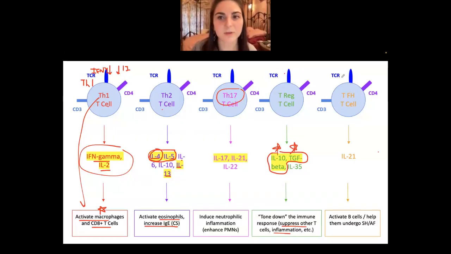And they are in the follicles. That's where it gets its name. Follicular helper T cell, they live in the follicles. And that's where the B cells are, right? That's your B cell zone. So you can associate those with your B cells.